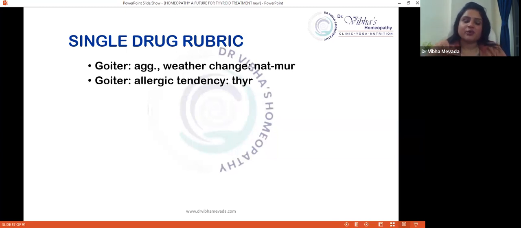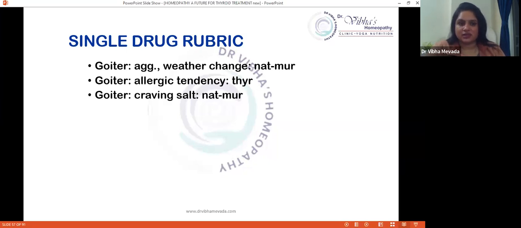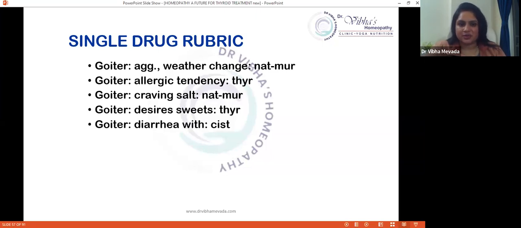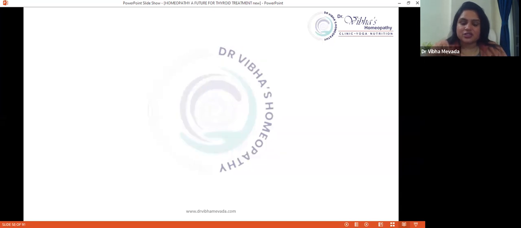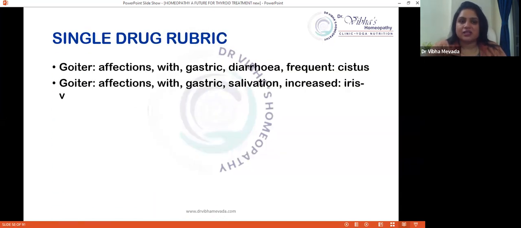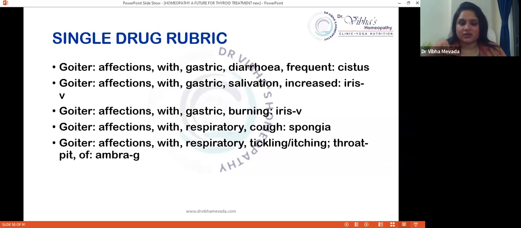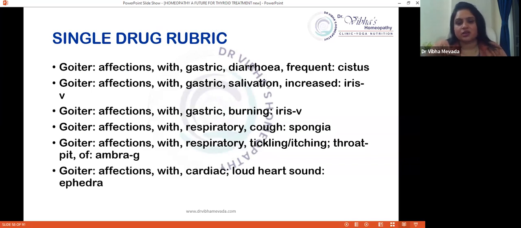Yeah, like Natrum mur is there for aggravation in change of weather in goiter cases. Thyroidinum is there for allergic tendency. Salt craving, again Natrum mur. Desire for sweets in goiter, Thyroidinum again. Right? Like this, so many single drug rubrics are there. And I feel almost all the rubrics I covered are presented here.